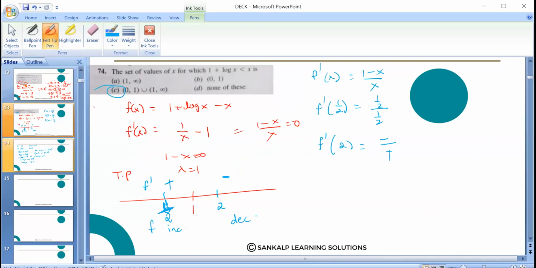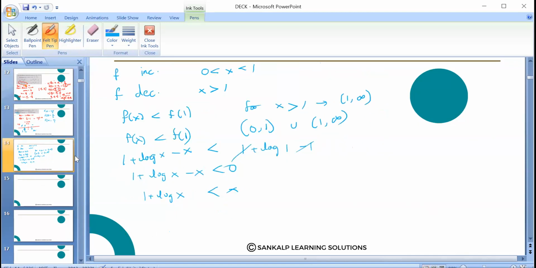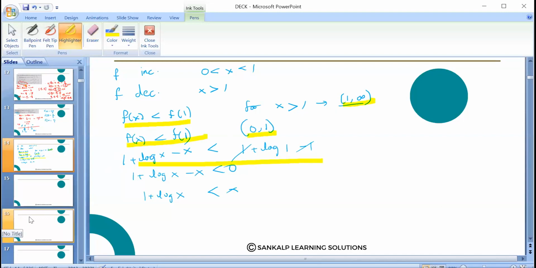0 to 1 and 1 to infinity, both we are taking. Because for 1 to infinity, f of x is less than f of 1, and 0 to 1 also f of x is less than f of 1. That means 1 plus log x is less than x in the given interval.